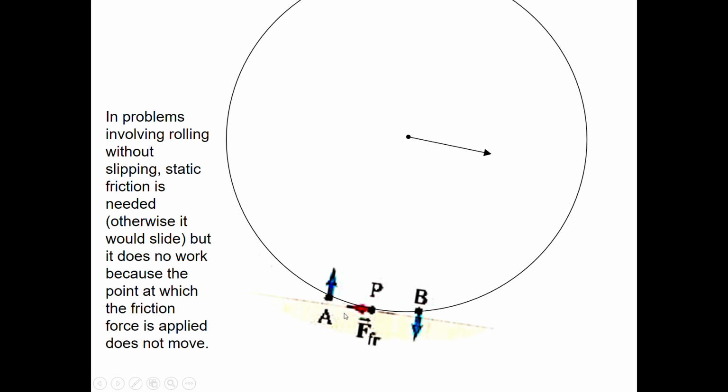If it weren't being applied in the direction up the plane, the object wouldn't start rotating at all. So if it's rotating without slipping, there's got to be a static friction force. It's pushing up the plane, but the important thing is that the point of application of that friction force is not moving, and therefore the friction force does no work on the object as the object rotates down the plane.